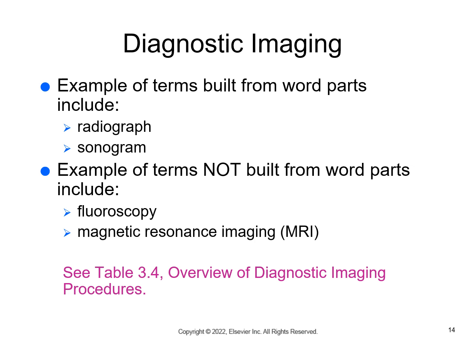Some that are not built from word parts, which require memorization, are fluoroscopy, which means the study of moving structures. So fluoroscopy is sort of like a live moving X-ray where you can see inside the body where things are moving. Magnetic resonance imaging is creating images using large magnets, very strong magnets.